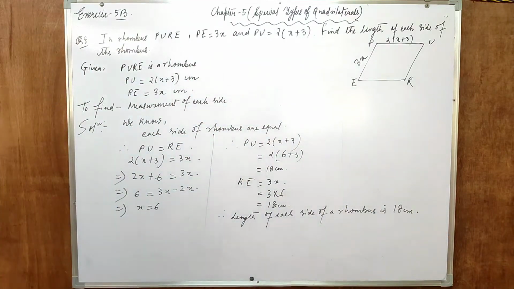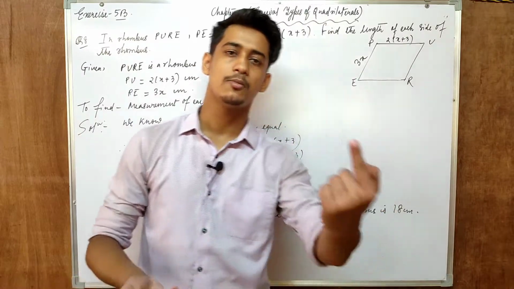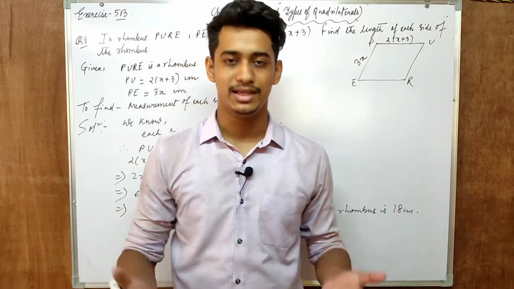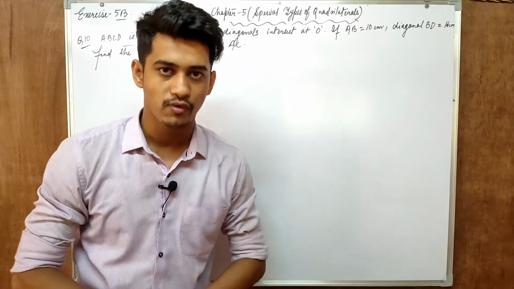So that's about question number 8. It is a very easy question. One property that we need is that each side of a rhombus is equal, right? So let's move on to our next question. Now let's move on to question number 10.